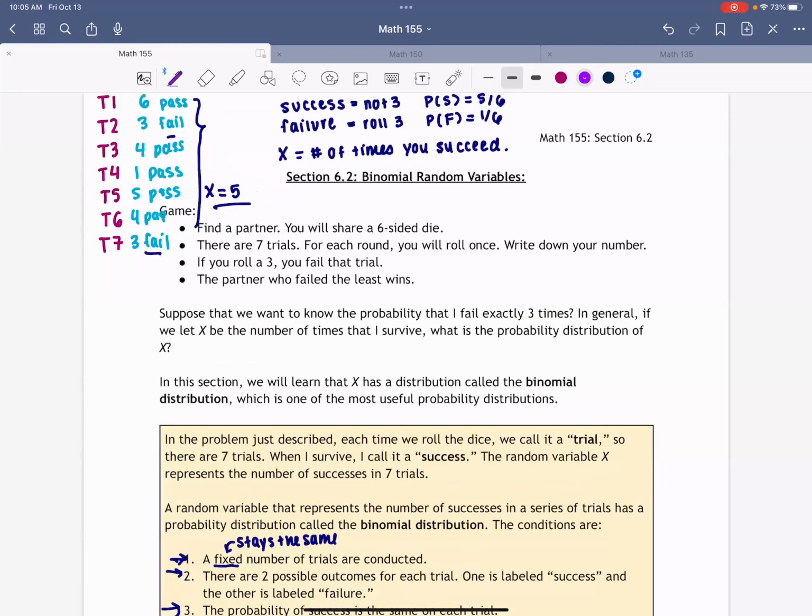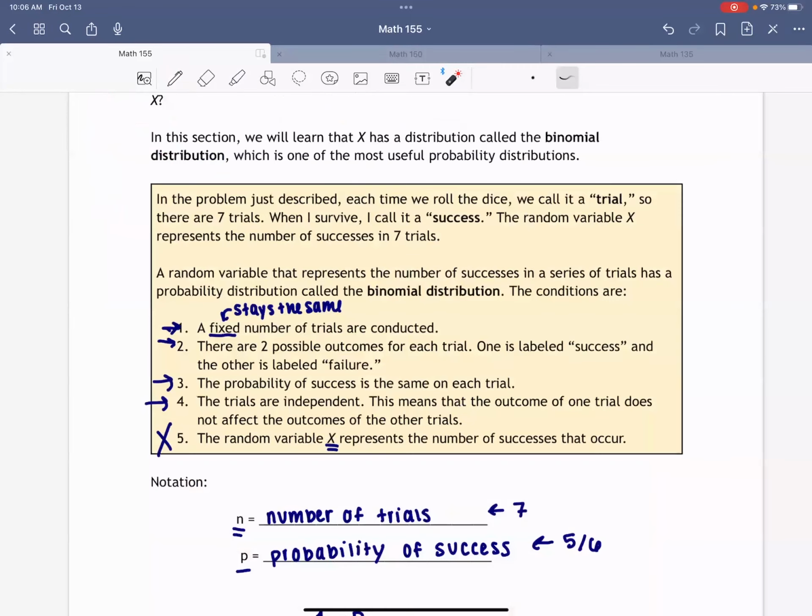Okay. So in our lamest game ever, I gave everyone a die and we rolled it 7 times. And we said getting a 3 was bad, right? So if we didn't get a 3, then we passed. And I rolled it and I passed 5 times, so X was 5. X describes the number of times that you succeed, okay? I said this was binomial because it passed 4 properties.